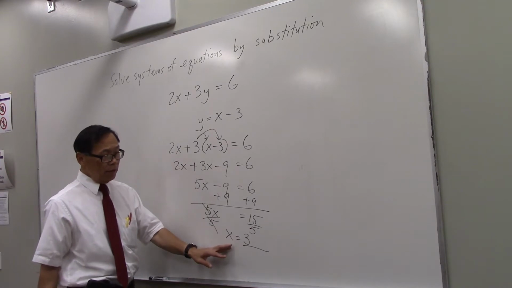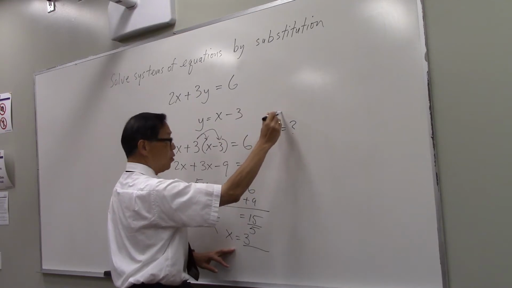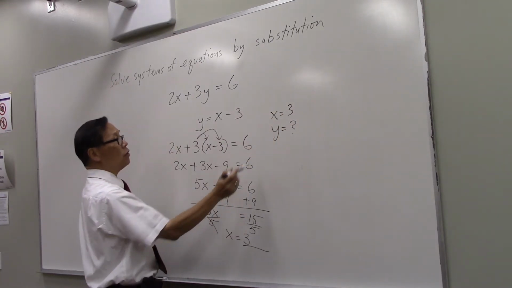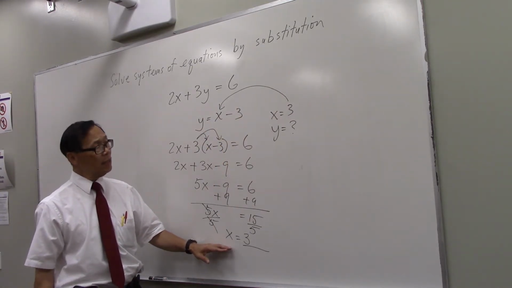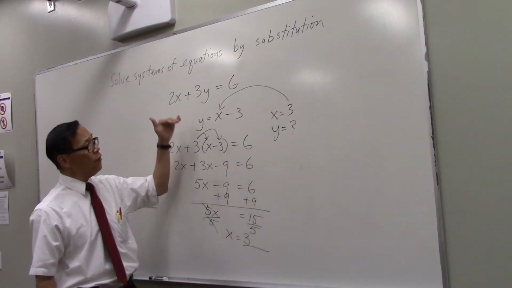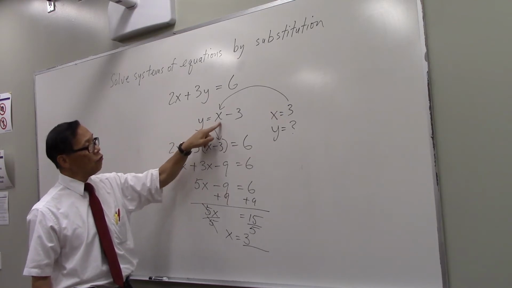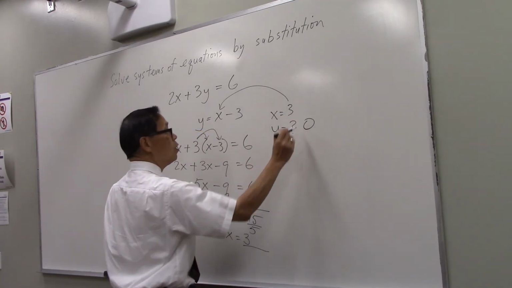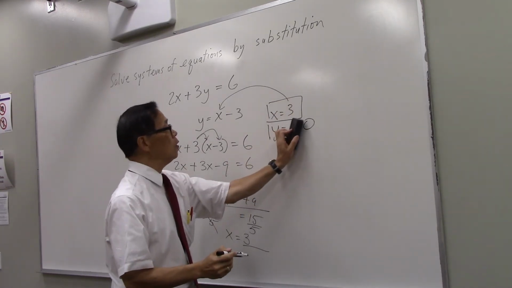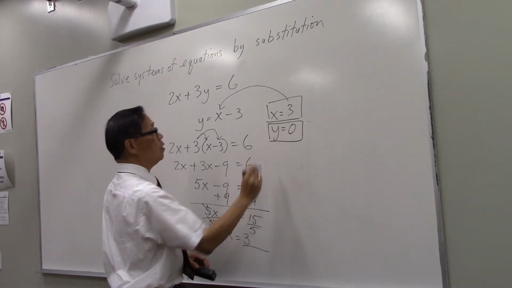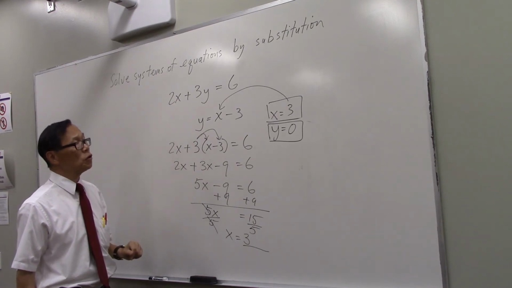But this is not final yet. We need to find out what y is. x equals 3, but what is y? Well, since x is 3, look at this equation. Remember, the answer we get, the answer for x and y, has to fit in all the equations. So if x is 3, y is 3 minus 3, which is 0. So that's the answer. x is 3, y equals 0. And this is how you solve a system of equations by substitution.